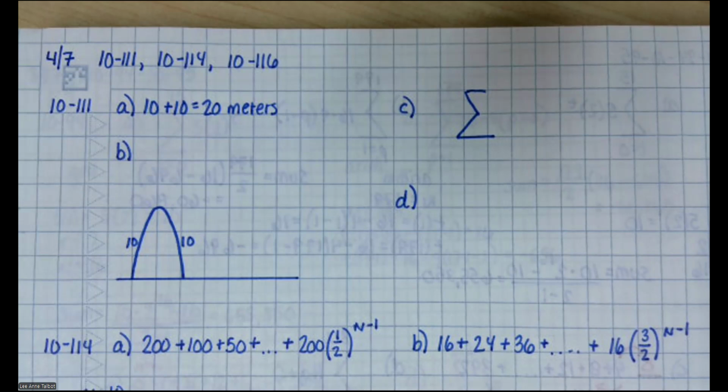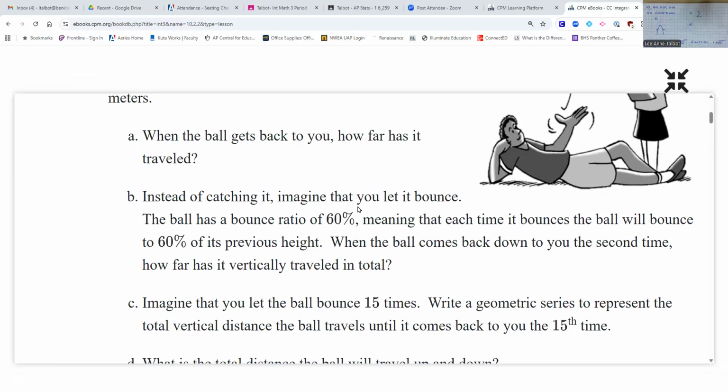B. Instead of catching it, imagine that you let it bounce. The ball has a bounce ratio of 60%, meaning that each time it bounces, the ball will bounce to 60% of its previous height. Right now, you should be having some Math 1 flashbacks of dropping a golf ball and videotaping it and finding out how high it came back up after you let it bounce outside.